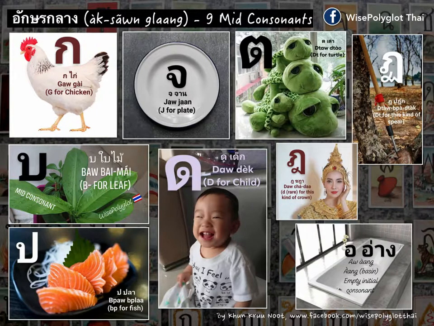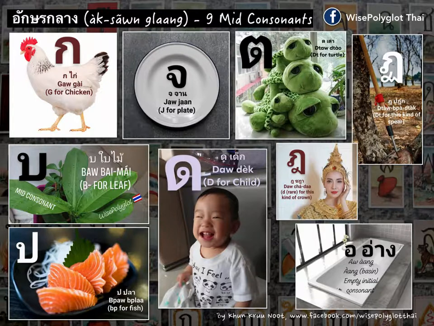So this is one way to remember them. You may have your own, but I don't advise just memorizing them as they are. Try to relate each to something that you already know, something that you can remember long term. Or even if you forget it, there is some memory point that you can refer to. Okay? Go kai, jo jan, do dek, to tau, bo bai mai, po pla, o ang, to patak, do chada. Okay, this is all for today.